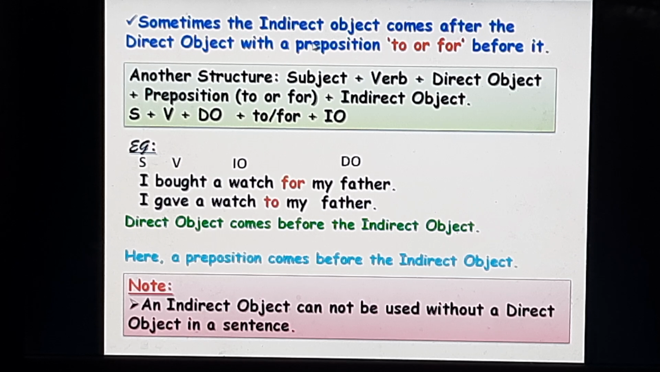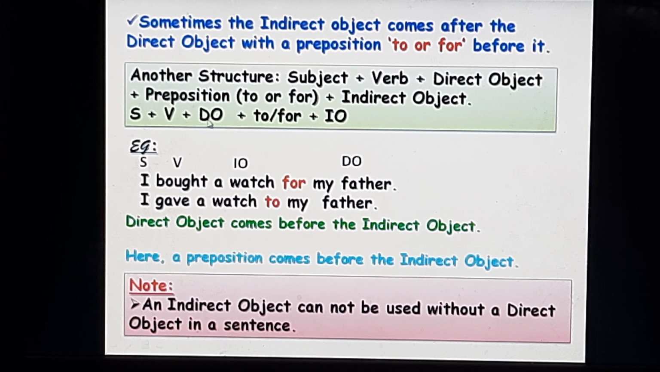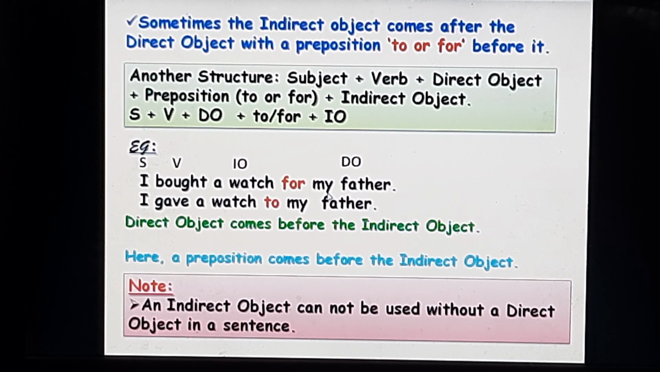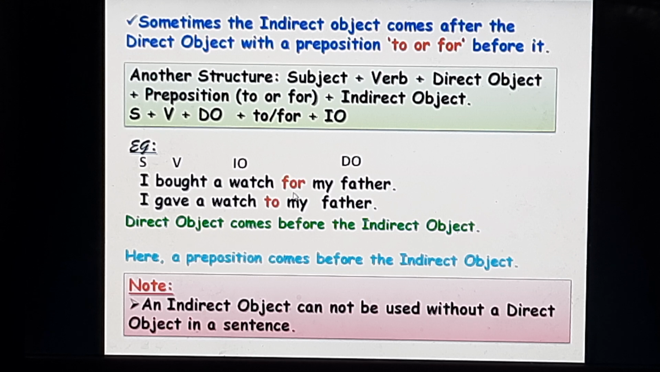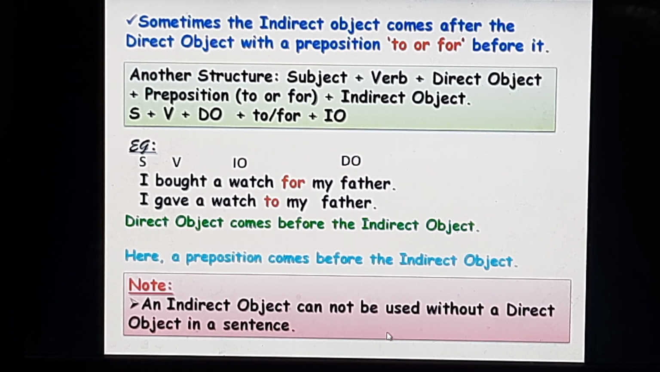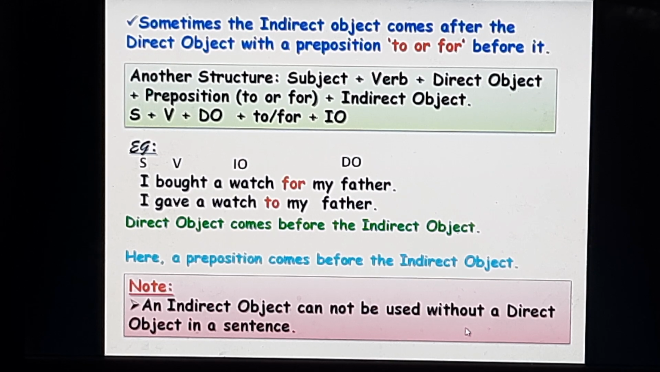Now, sometimes the indirect object comes after the direct object with a preposition to or for before it. As in this case, subject plus verb plus direct object plus to or for plus the indirect object. The example, I bought a watch for my father. Here, the direct object, a watch, comes before the indirect object, my father, and the preposition comes before the indirect object. It can be for or to. So, note, an indirect object cannot be used without a direct object in a sentence. I hope you have understood, children.